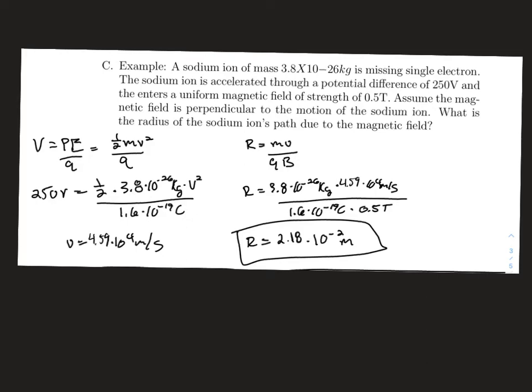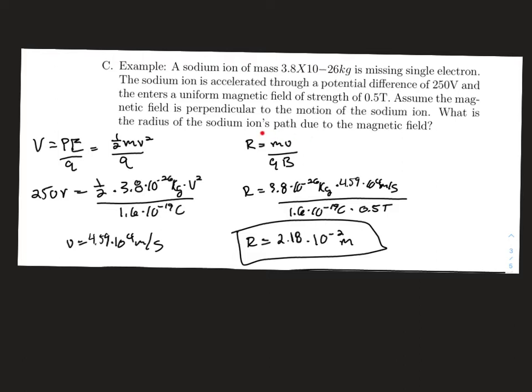So for this video we're going to do an example problem, and this problem states that the sodium ion of mass 3.8 times 10 to the minus 26 kilograms is missing a single electron. The sodium ion is accelerated through a potential difference of 250 volts and then enters a uniform magnetic field of strength 0.5 teslas. Assuming the magnetic field is perpendicular to the motion of the sodium ion, what is the radius of the sodium ion's path due to the magnetic field?